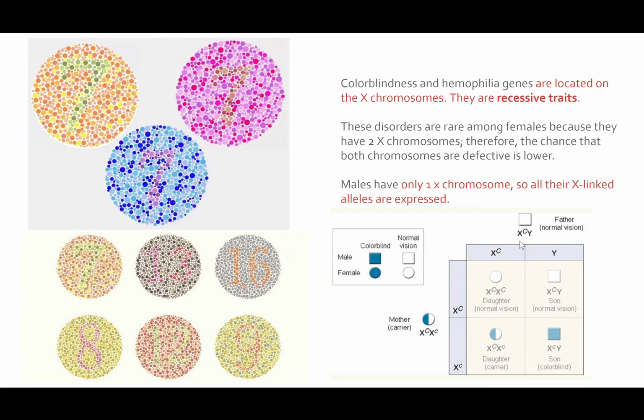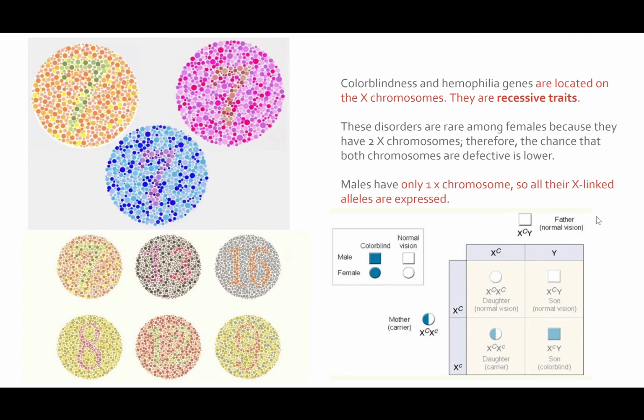And so here's an example of color blindness. This is showing, right, that the boxes filled in with color show that that person is colorblind. The normal vision individuals have the white square or circle, with square being male and circle being female.